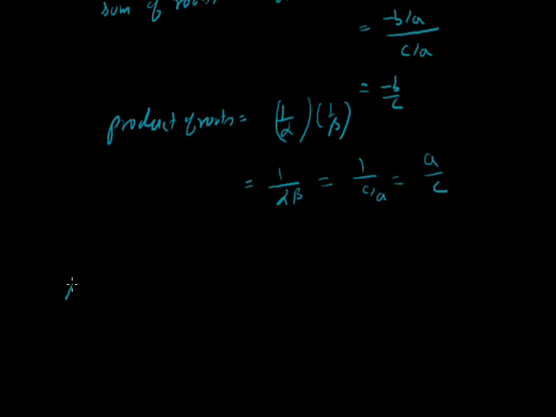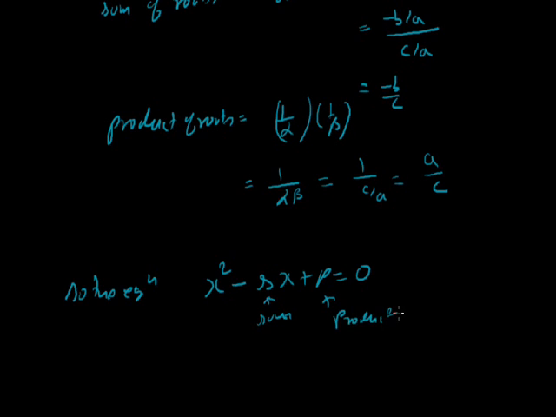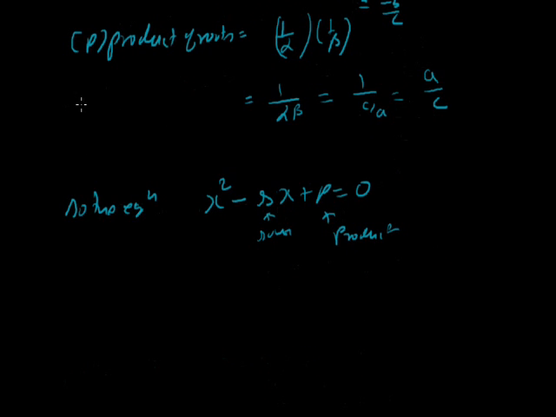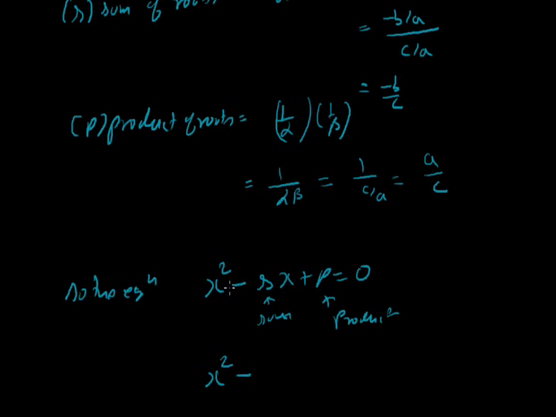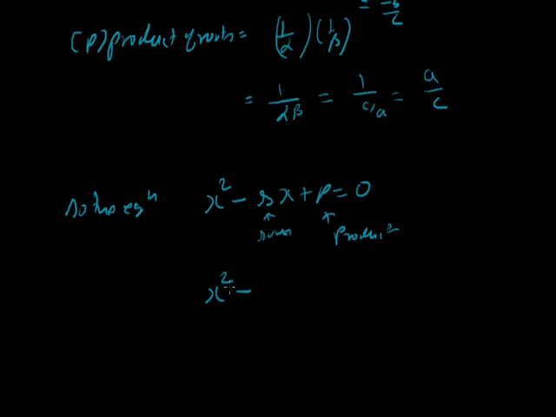So the equation is, how we can form an equation, that is x square minus sx plus p equals to 0. What s represents? s represents the sum of roots and p represents the product of roots, so I have to put the values here. So x square, what is the value of s? We found that it is minus b by c. In place of s I have to put minus b by c. x plus, what is the value of p? That is a upon c equals to 0.